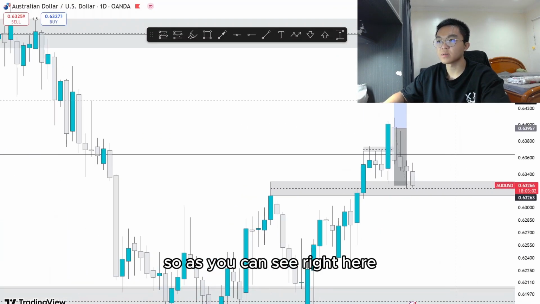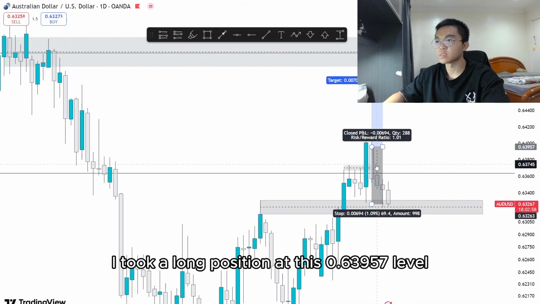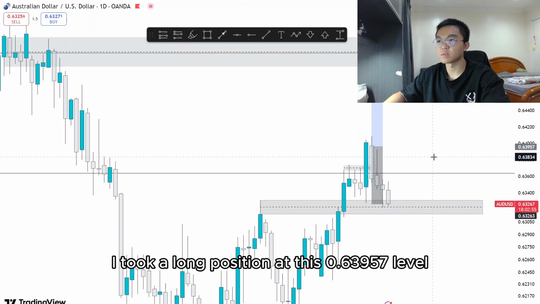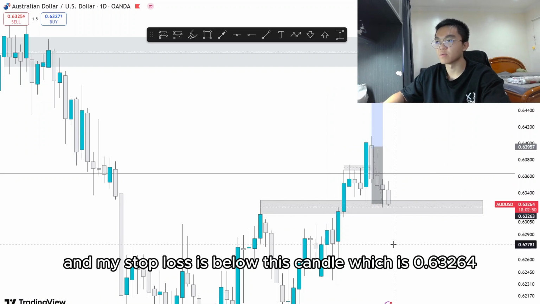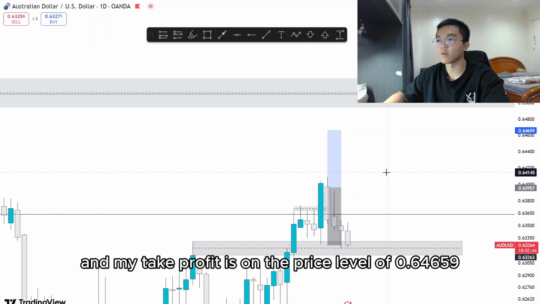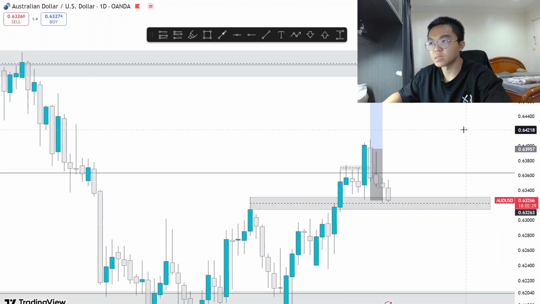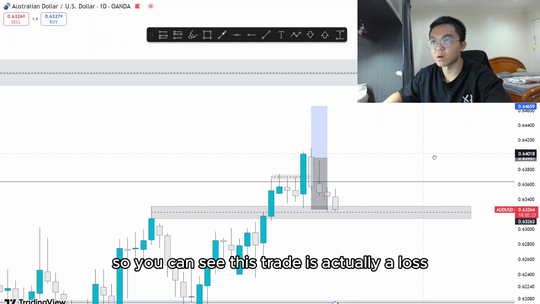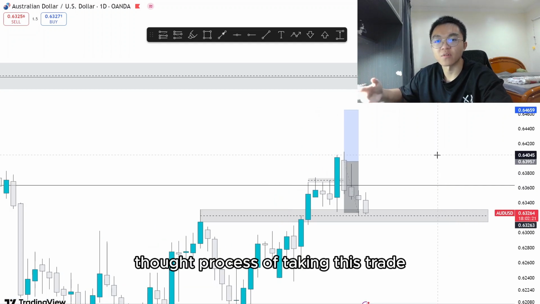So as you can see right here, I took a long position at this 0.63957 level, and my stop loss is below this candle, which is 0.63264, and my take profit is on the price level of 0.64659. So that makes a 1-to-1 risk to reward ratio trade. So you can see this trade is actually a loss. Let me show you my thought process of taking this trade.